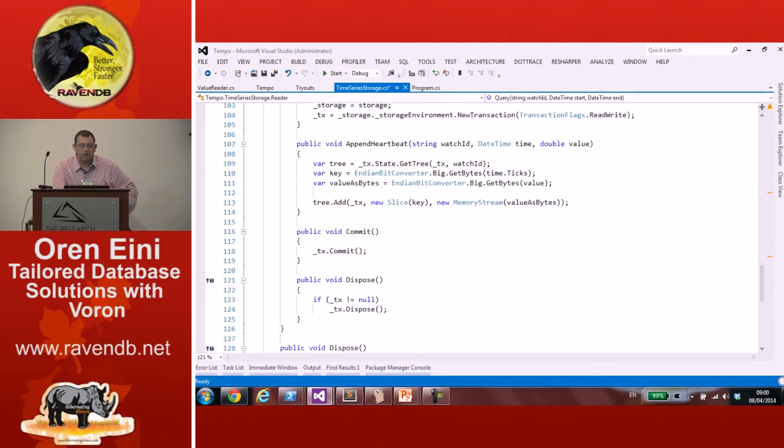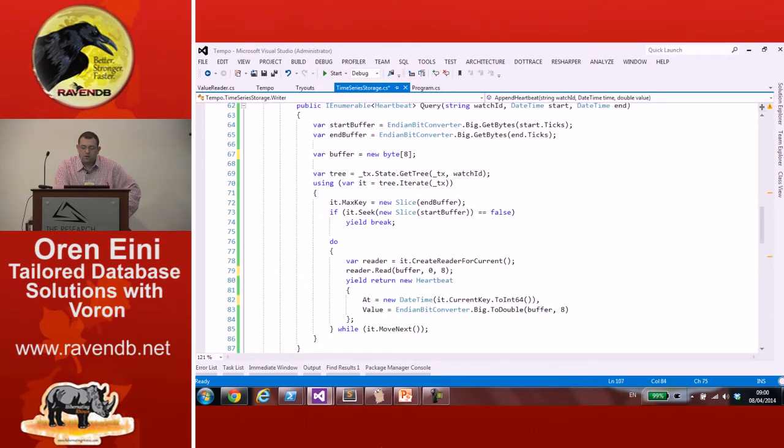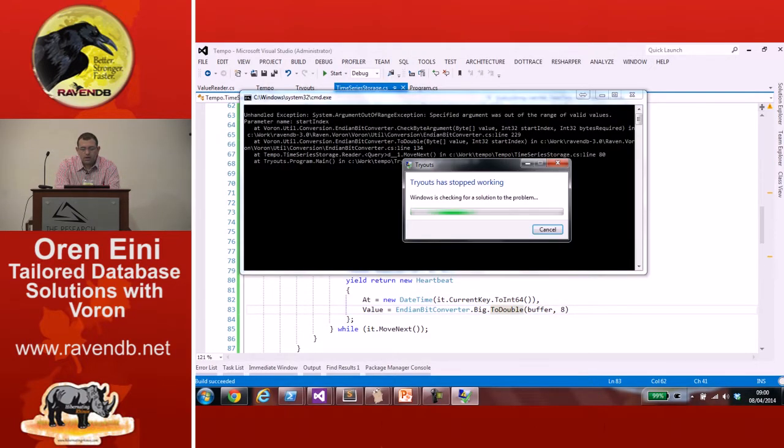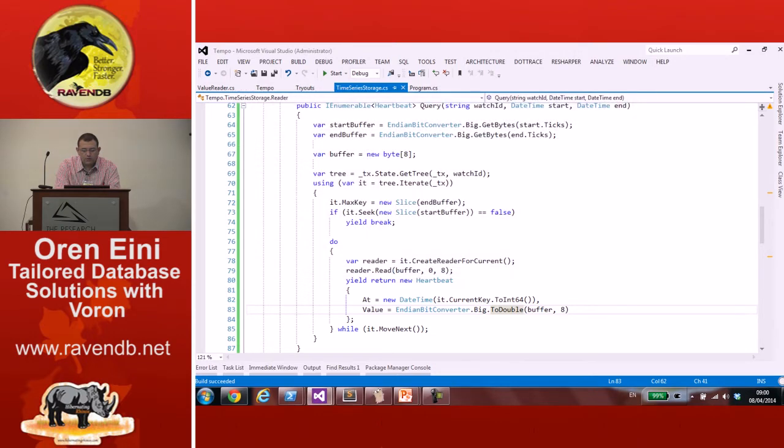So look at this here. What is the key here? The key here is the tick's value. And the value here is the double value that we have here. So here we are getting the ticks from the current key and reading the actual double value from the value. And that's lovely. Yes, yes, of course.